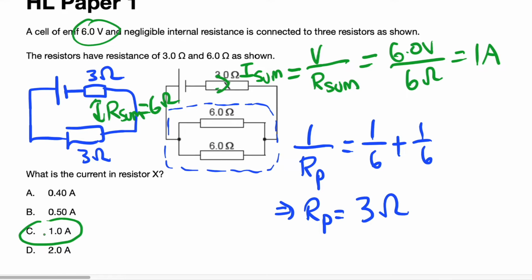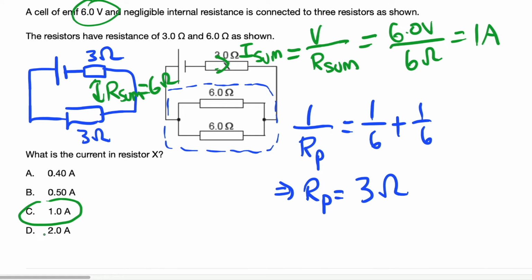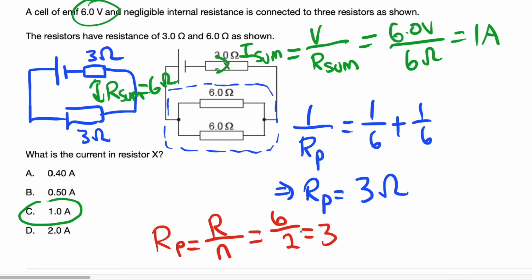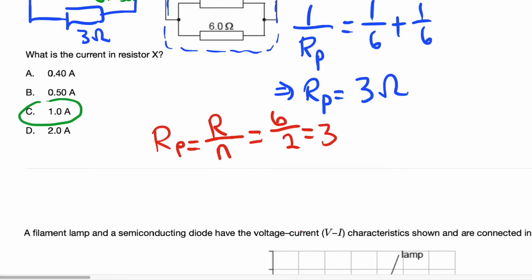Just a trick: if you have resistors connected in parallel and each resistor has equal resistance, then the resistance in parallel is equal to the resistance of one resistor divided by the total number of resistors in parallel. For instance, here both resistors have a resistance of 6 ohm, so their sum resistance in parallel is equal to 6 divided by the total number of resistors, which is 2, and this will also give you an answer of 3. So this is just a trick for solving problems.